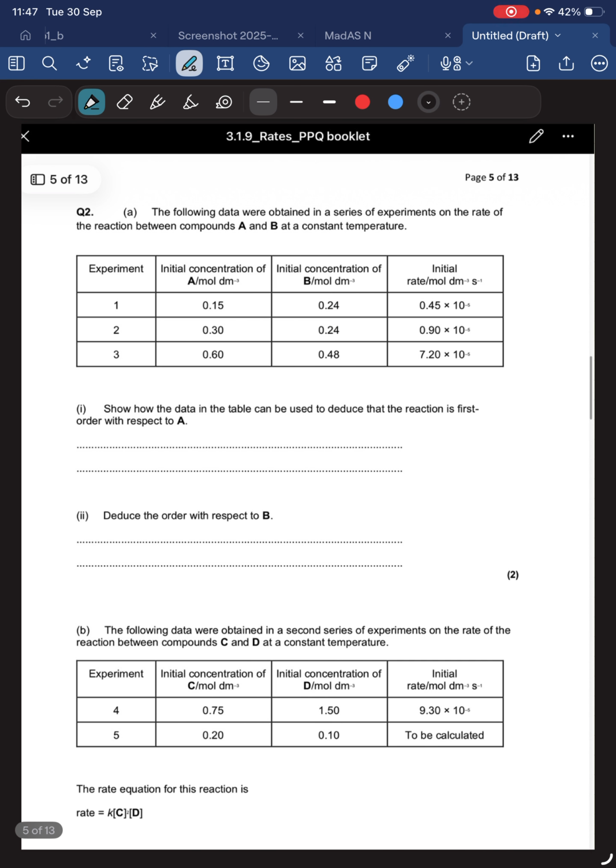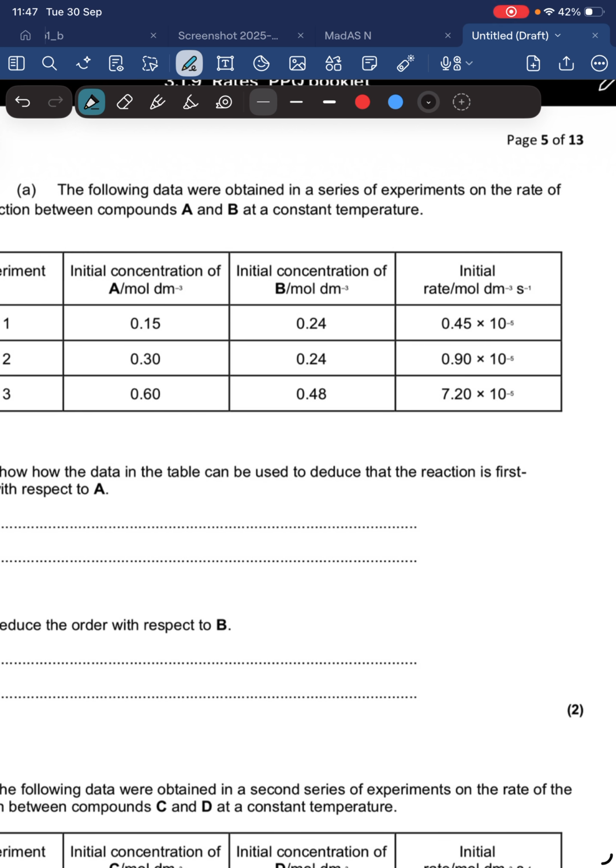So we go on to the next part. This is our question 2, and in question 2 we're given a table. Automatically when I see a table, I'm thinking orders, I'm thinking rates, I'm thinking concentrations. You know what I mean? So this is something that comes with practice. It's slightly daunting at first, but it comes with practice. Anyways, so what we see over here is the same thing.